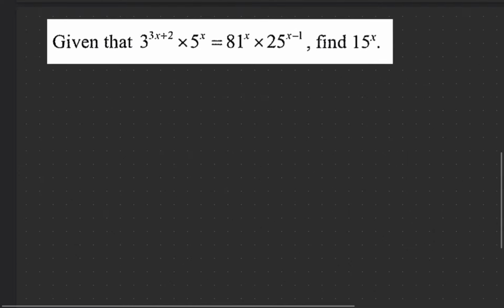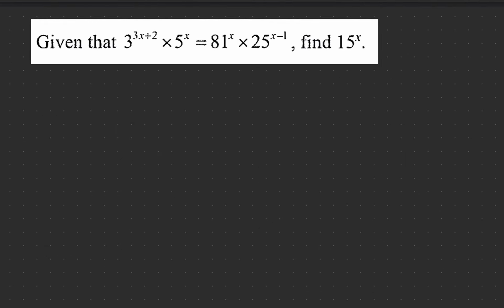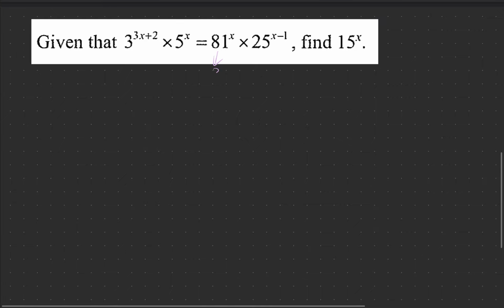Given that 3 to the power of 3x plus 2 times 5 to the power of x equals 81 to the power of x times 25 to the power of x minus 1, find 15 to the power of x. Okay, there's probably a way to find 15 to the power of x by just fiddling around. So first of all, I'm just going to put all the bases to the simplest form. So 81, I'm going to try to get it down to 3, try to get 25 down to 5.